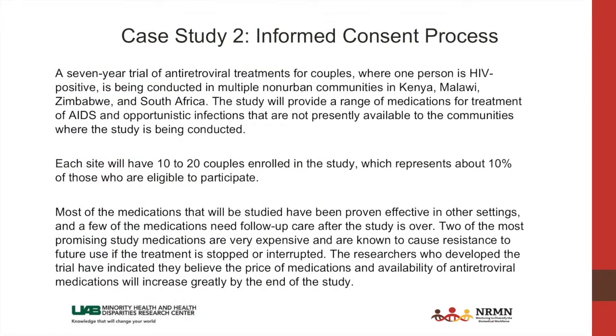Here's another case study that may help drive the points home. A 7-year trial of antiretroviral treatments for couples where one person is HIV positive is being conducted in multiple non-urban communities in Kenya, Malawi, Zimbabwe, and South Africa. The study will provide a range of medications for treatment of AIDS and opportunistic infections that are not presently available in the communities where the study is being conducted.